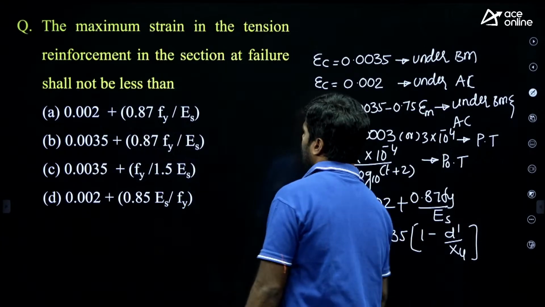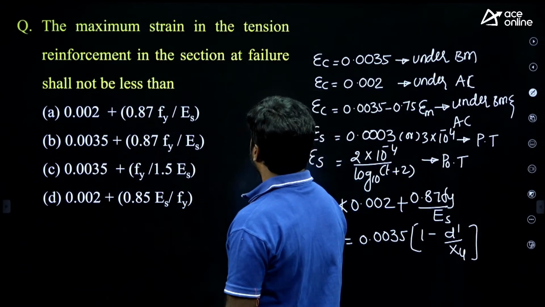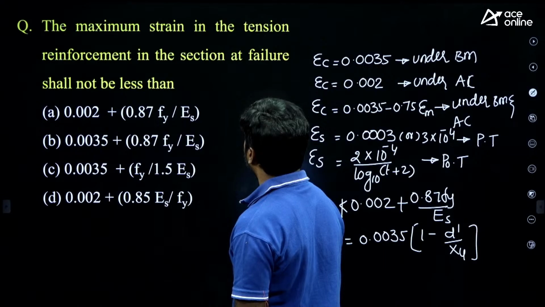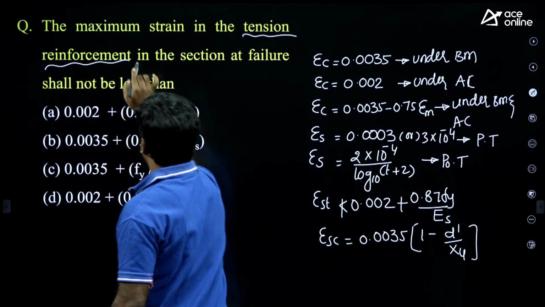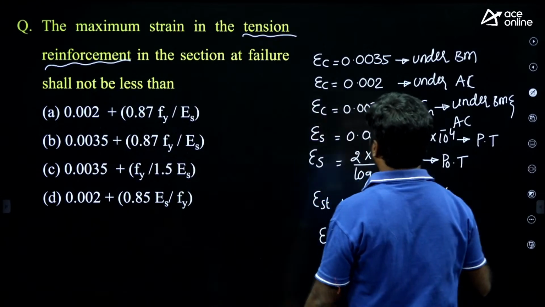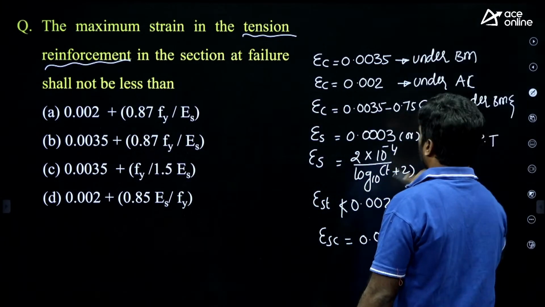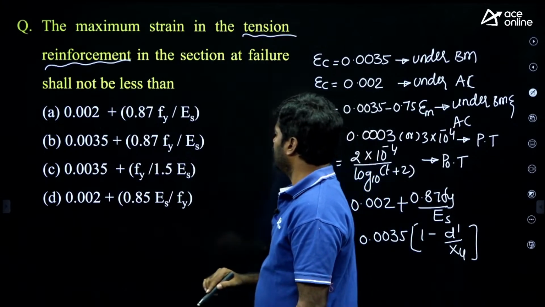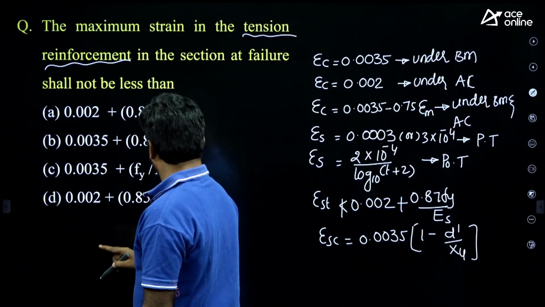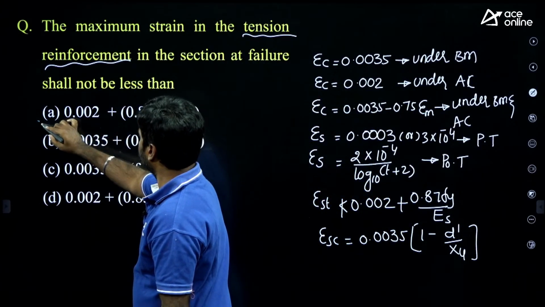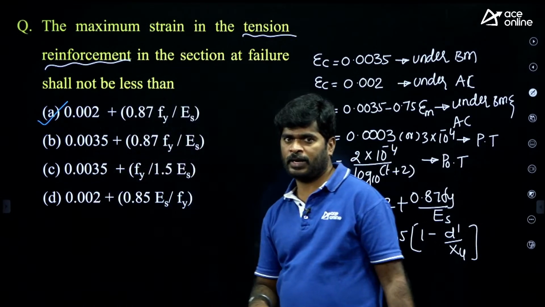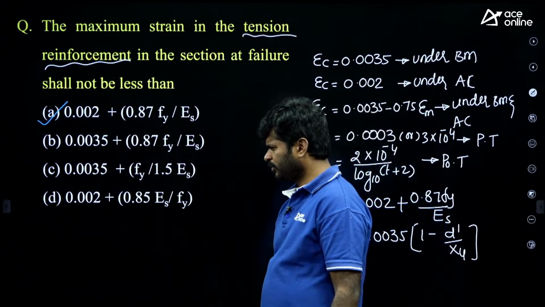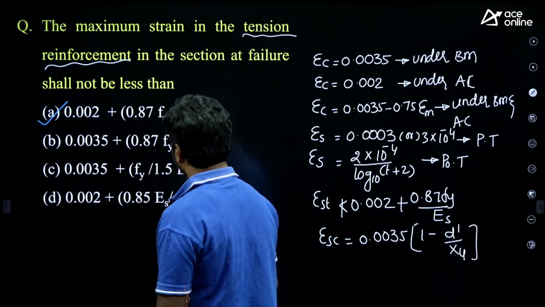Here the question is strain in tension steel, tension reinforcement. It is 0.002 plus 0.87 Fy upon Es. Yes, option A itself is correct. No need to move to other options. Right? Fine. Next one.